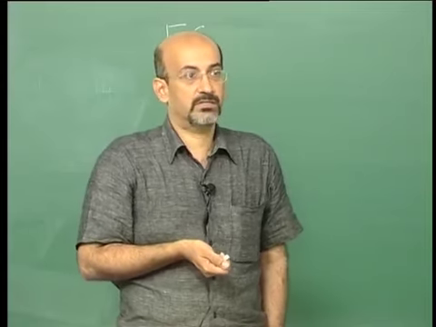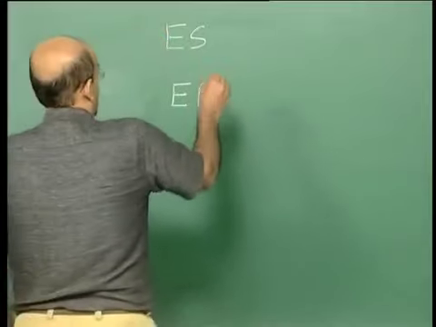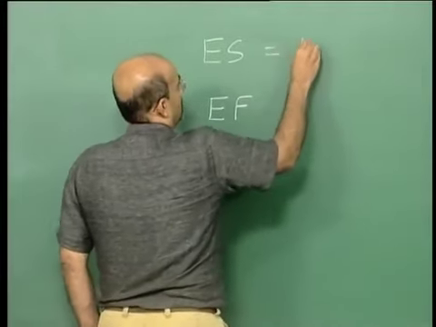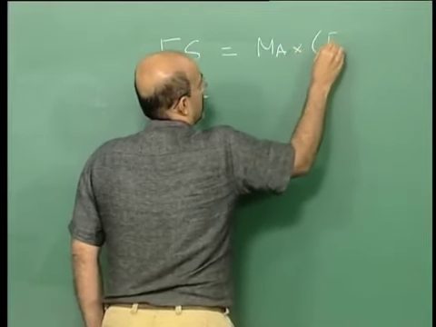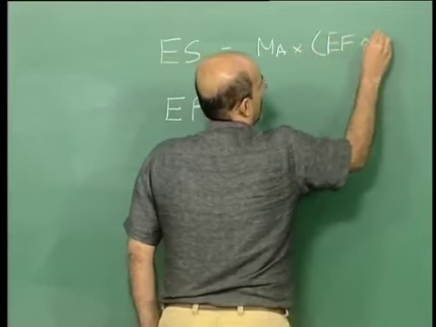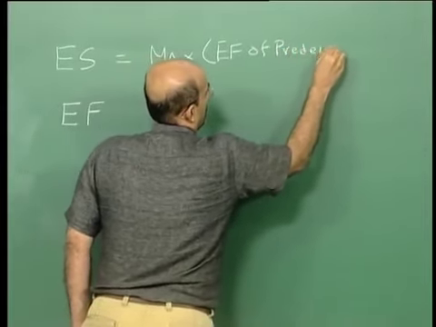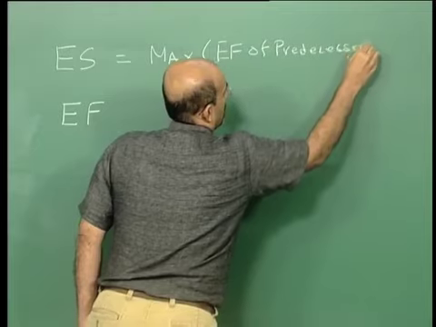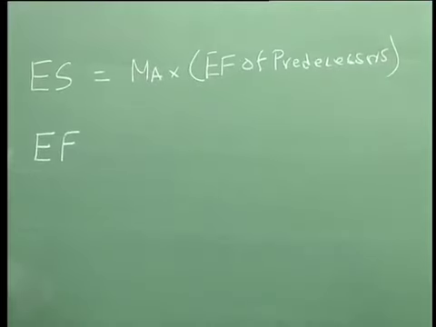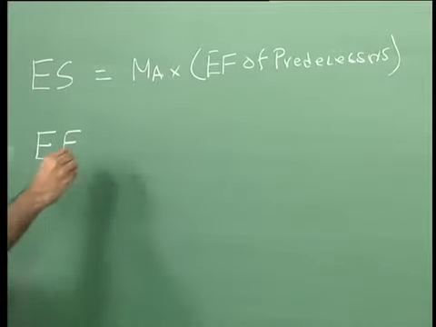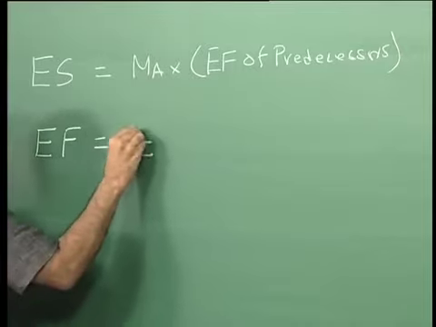Either predecessors or successors. Early finish of all the predecessors. Right. So basically it is max of early finish. It's not a formula but it's a notation, right? What about early finish? Early start plus duration.